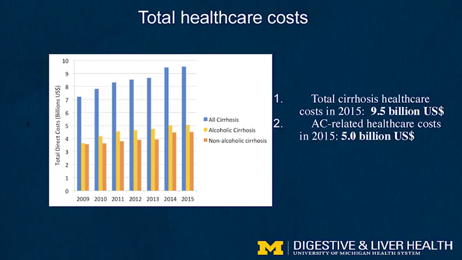And overall, they cost about over half of the total cost to the healthcare system in these privately insured patients. So it was about $9.5 billion in 2015, and just over half of that was coming from our alcoholic cirrhosis patients. So the takeaway of this was that we really have a defined population now, and even in the privately insured cohort, where we might expect them to be healthier.